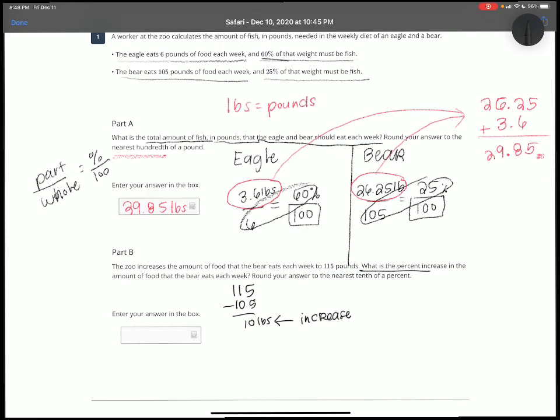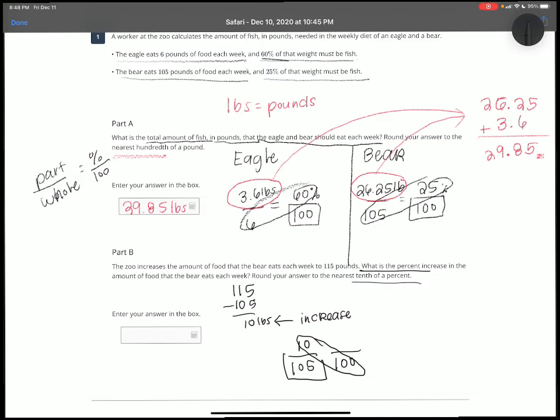So you could take 10 over, what's the original amount? You think I'm going to use 105 or 115? I would use 105 because that's the original amount. It's looking for the percent, so the percent is missing. So what I want to do is cross multiply and divide by the number in the box. And it said round your percent to the nearest tenth.